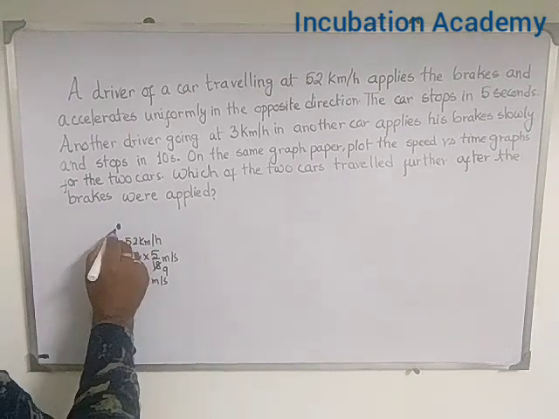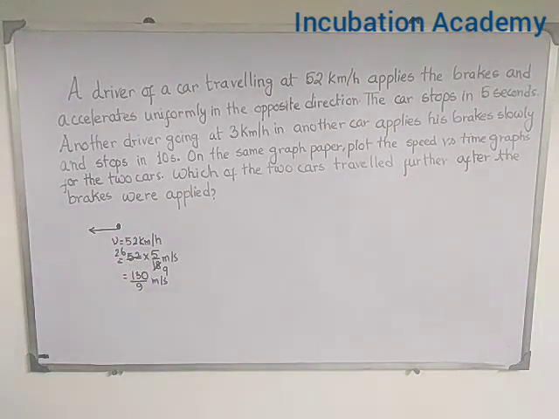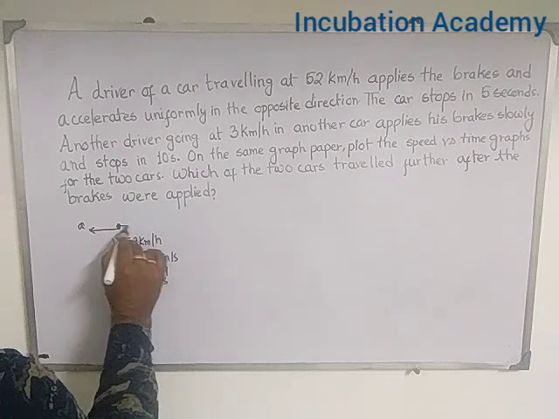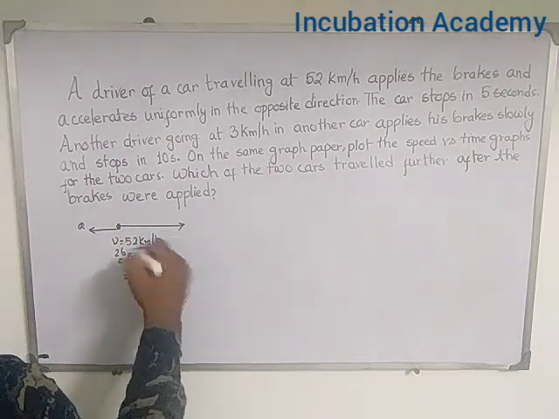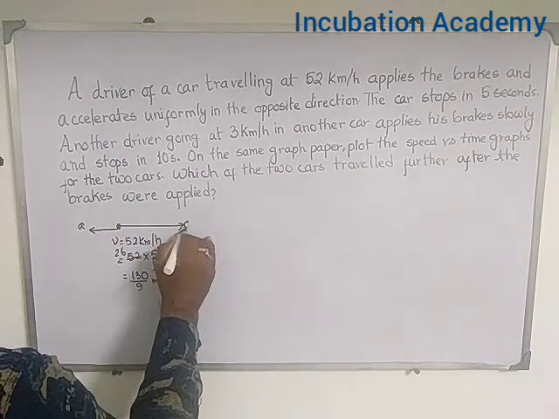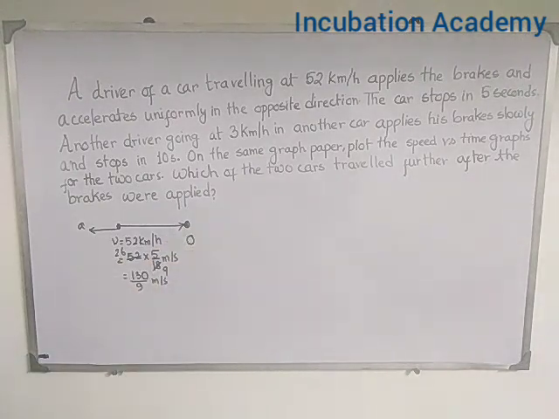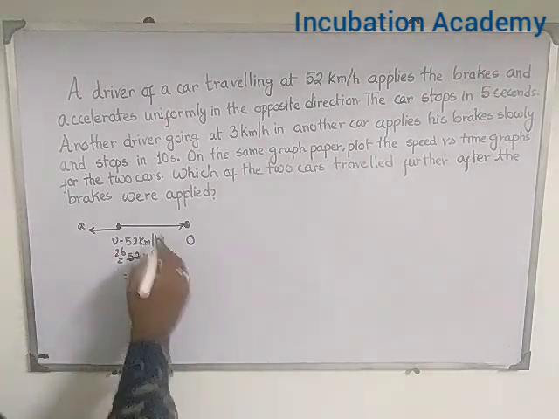Now the brakes are applied. Acceleration in the opposite direction means the constant retardation. And after going a certain distance, after 5 seconds the car comes to a stop, and here its velocity is 0. So from 52 kilometer per hour or 130 divided by 9 meter per second, its velocity becomes 0 within 5 seconds.